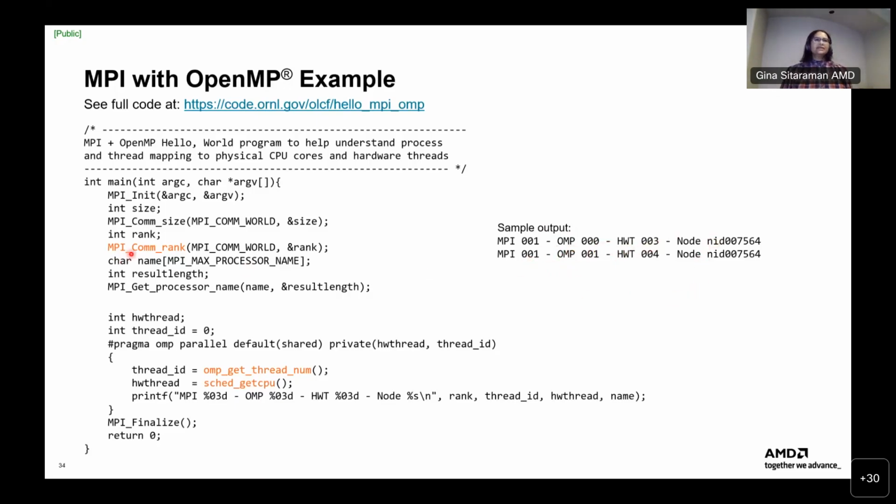To find the MPI rank, of course, it's the function MPI_Comm_rank. To get the OpenMP thread, we use omp_get_thread_num. And to find which hardware thread we are scheduled on, we use the function sched_getcpu. In all of those different example programs, the Hello World programs, you'll see the same kind of thing.